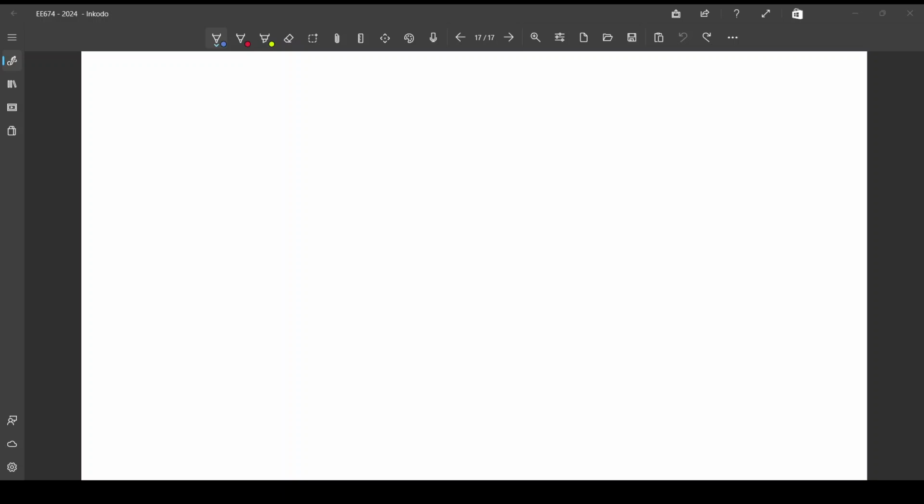Hi, welcome to EE674. We were discussing the active and reactive power control, and in the last class we discussed the active power control, and we were looking at the single area automatic generation control. And today we will look at the automatic generation control in multi-area systems, and then we will move to the reactive power control. Right, so let's look at the automatic generation control in multi-area network system.